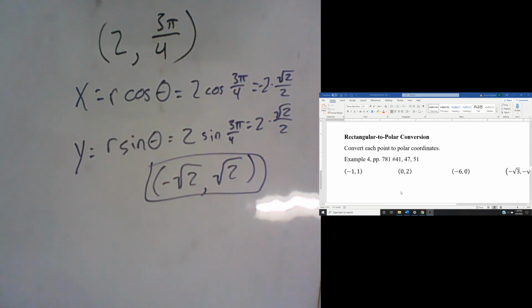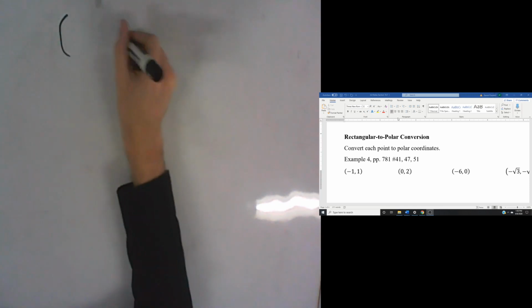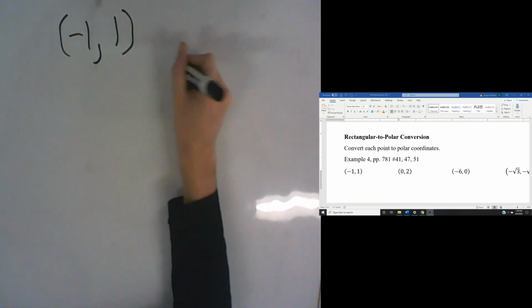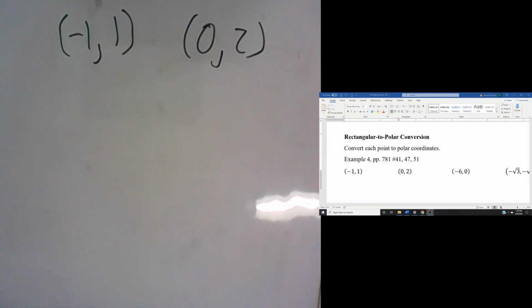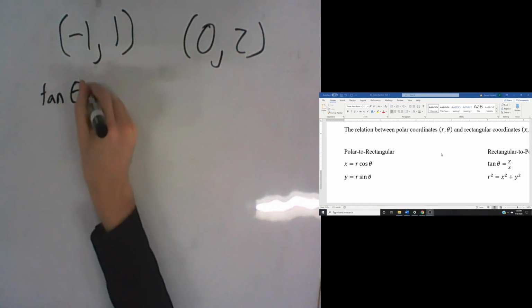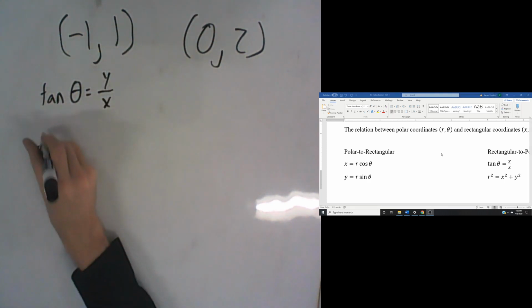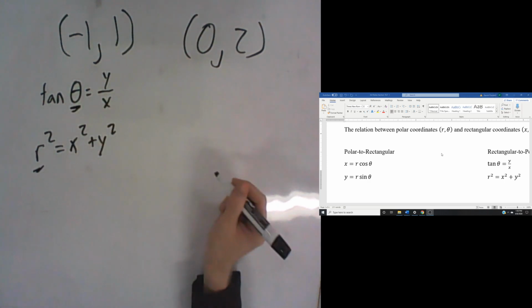Okay, rectangular to polar. Basically, the reverse of what we've just been doing. So let's do negative 1 comma 1, and I'll do 0 comma 2. I'll leave 2 questions for you guys, so if you want to practice, you may. We need to use tangent theta equals y over x, and r squared equals x squared plus y squared. This gives us theta, and this gives us r.